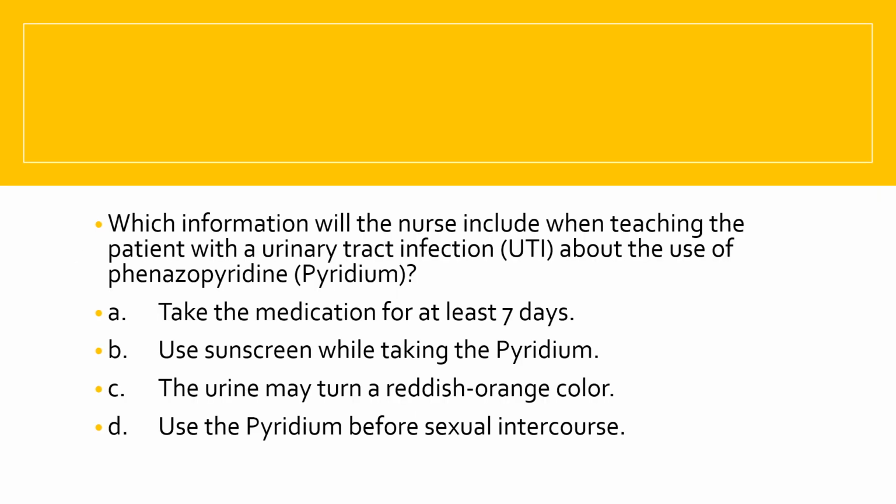So number 3, which information will the nurse include when teaching the patient with a UTI about the use of Pyridium? All right, so we have A, take the medication for at least 7 days. B, use sunscreen while taking the Pyridium. C, the urine may turn a reddish-orange color. Or D, use the Pyridium before sexual intercourse. So you have A, B, C, and D.